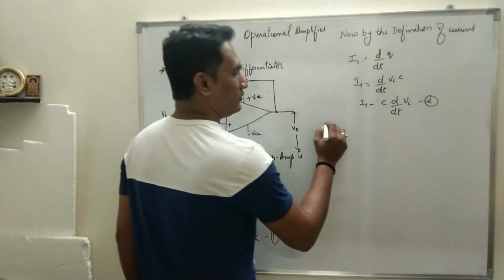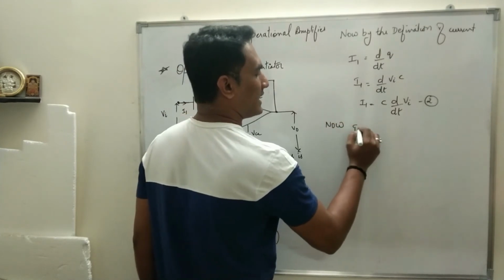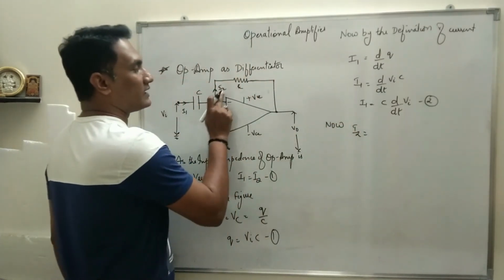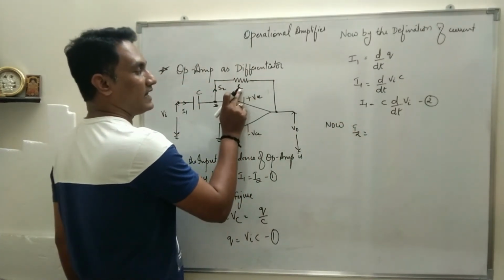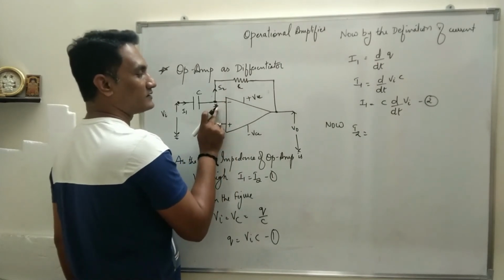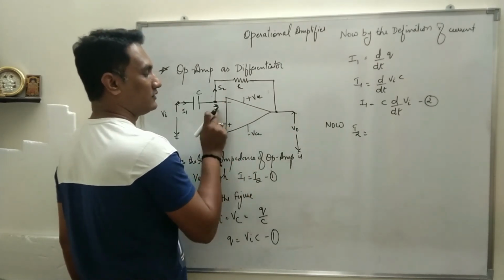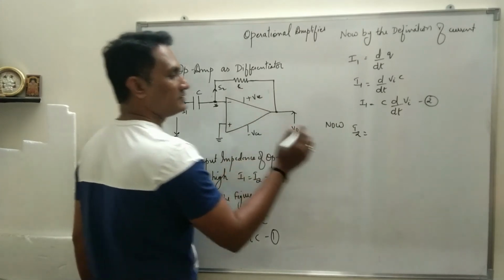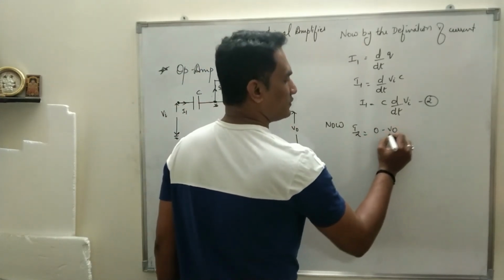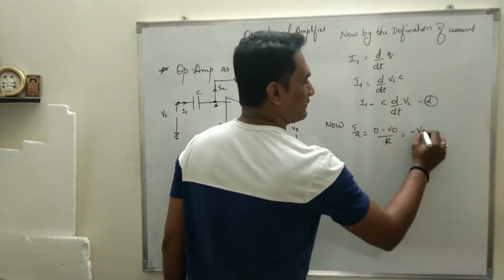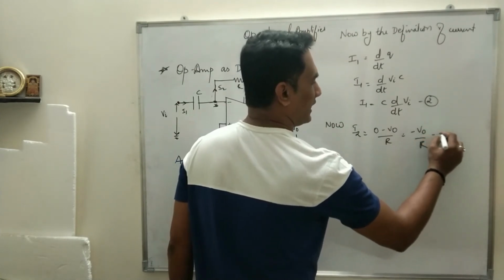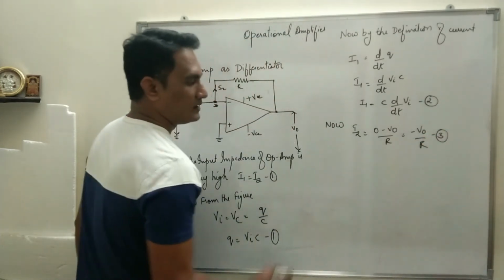Now what is I2? I2 is the current flowing through the resistance R, and R is connected between which two points? Summing point and output voltage. So it is the potential difference divided by resistance, so it will be 0 minus V0 upon R, or I can say minus V0 upon R. Let this be equation number 3.